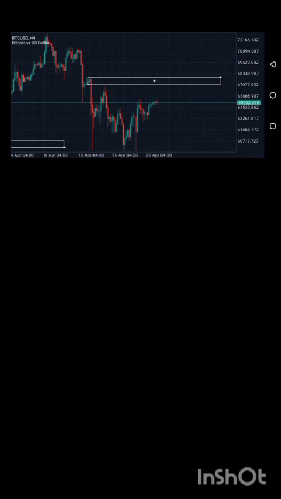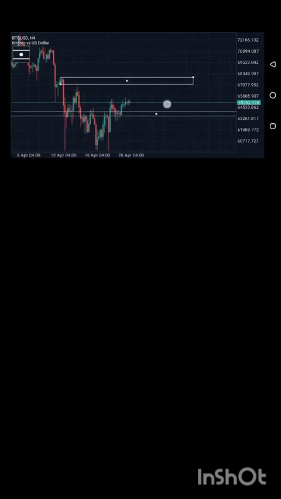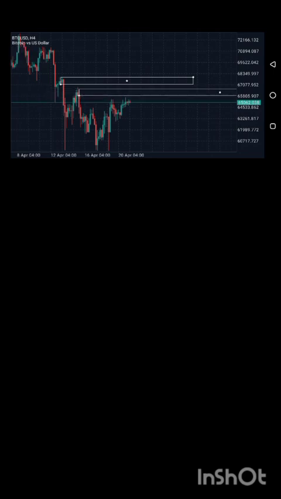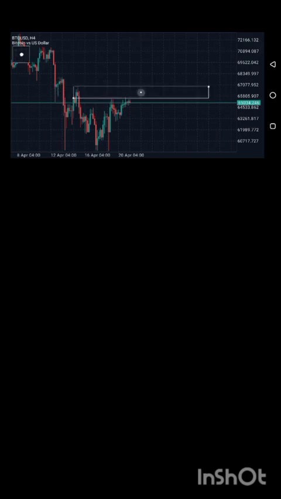So this is another order block here, which also looks very neat. So we have order block 1, order block 2 here. So we'll be taking trade from this particular order block because it meets my criteria.